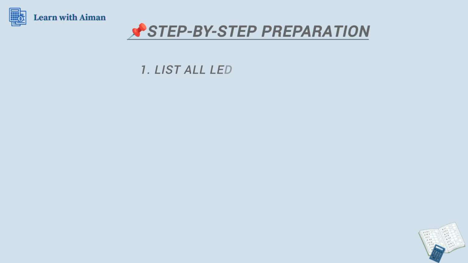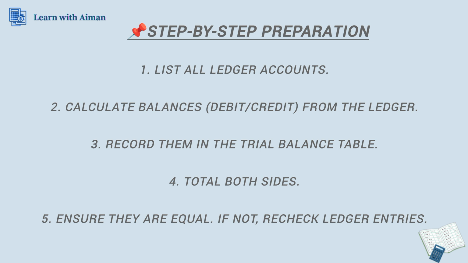Step-by-step preparation. List all ledger accounts. Calculate balances, debit or credit, from the ledger. Record them in the trial balance table. Total both sides and ensure they are equal. If not, recheck ledger entries.